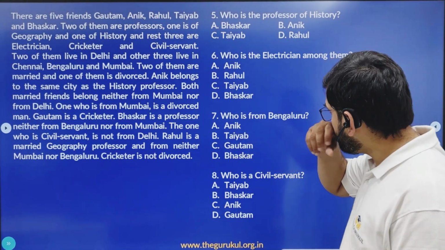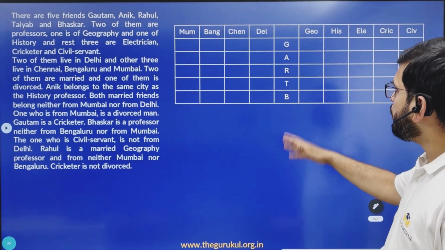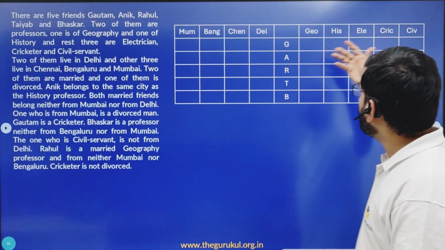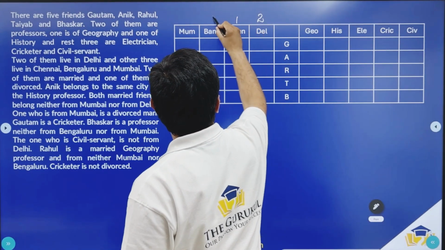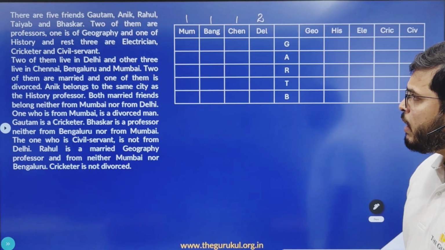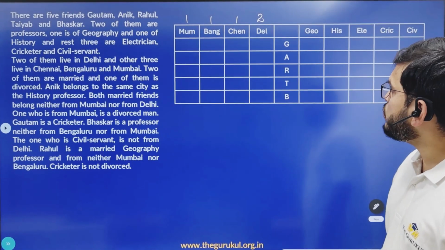So in order to solve this set, I'll be making a small table like this. So we have these five people, the cities that they belong to, and to the right hand side, their professions. You have two people living in Delhi and one in the remaining other cities. Two of them are married and one of them is divorced.